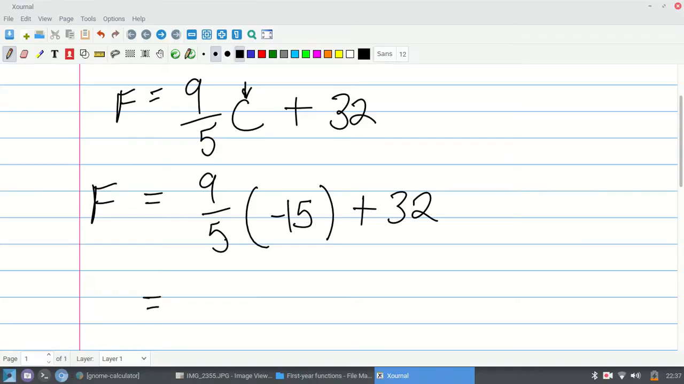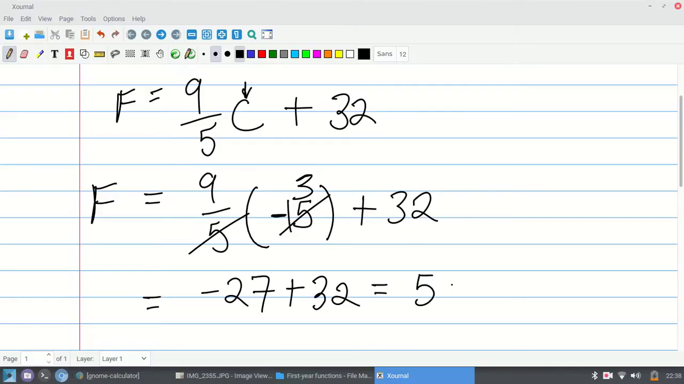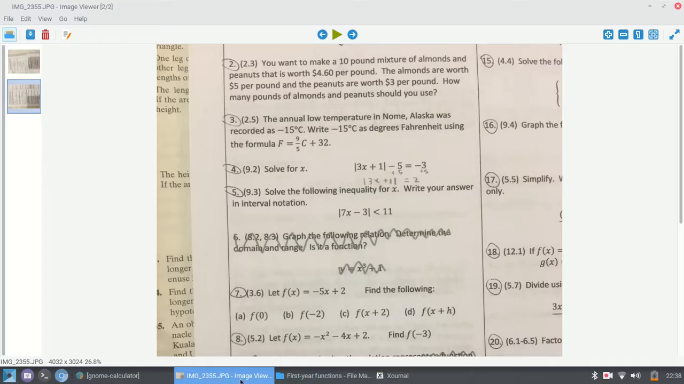Negative 15 over 5, right? I can cancel a factor of 5 out of the 15 and I get 3. So don't forget that minus. It's a negative 3. Negative 3 times 9 is negative 27, plus 32. So we're looking at about 5 degrees Fahrenheit. Okay, that's what we end up getting. So obviously really cold. And actually negative 15 degrees Celsius up here in Canada is really stinking cold, right?